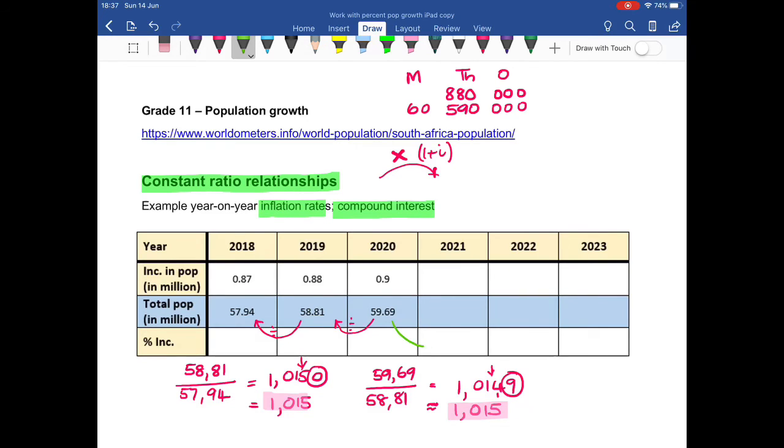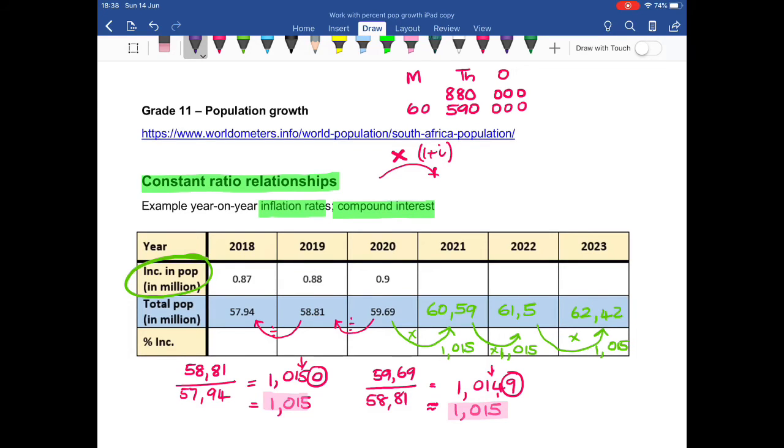So I know to get the following year's value, I would have to multiply by 1,015. And if I multiplied by 1,015 in 2021, I would get 60,59. And to get the following value, so it's like compound interest, I have to take that value, 60,59, multiply by 1,015, and I will get 61,5 million. To get 2023, I would have to multiply again by 1,015, and I would get 62,42.